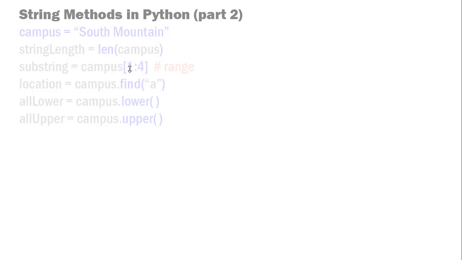We looked at substring, where we could use a range to pull out characters 1 through 4. In this case, 4 is exclusive. It'd be the word out. 1, 2, 3. We looked at the location, where it returns the index of the first occurrence of A in this case, which would be 11. So A is in the 11th index.